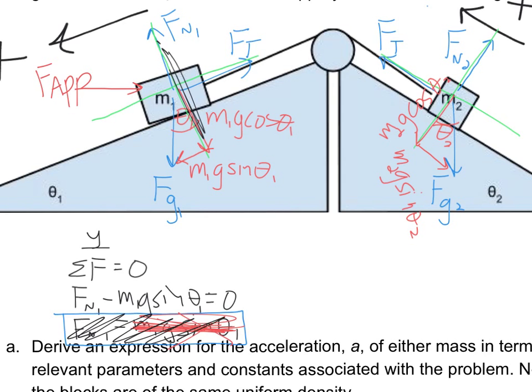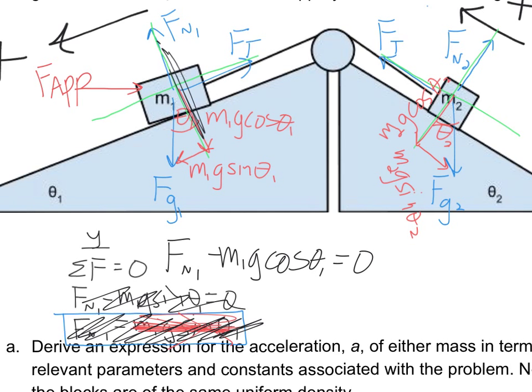If you were wondering why I was writing that, then you're right. This should actually be Fn1 minus m1g cosine theta 1 equals 0, or Fn1 equals m1g cosine theta 1. So, my mistake. And of course, it's this force and this force that we're talking about. So I'll put a box around that. Sorry.